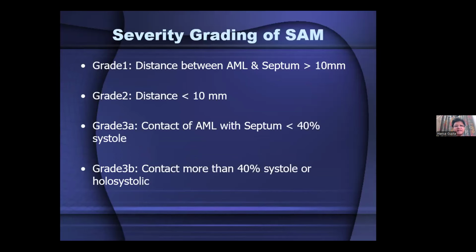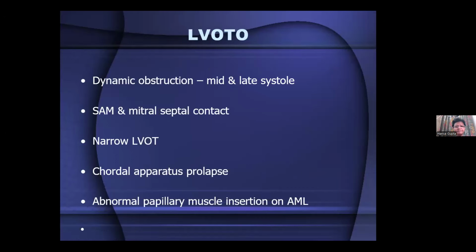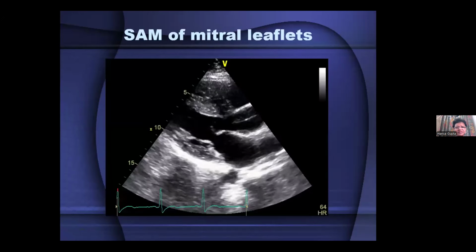There's also a severity grading of SAM. I'll show you the M-mode value, meaning when the anterior mitral leaflet moves towards the septum, we trace it in M-mode. And 10 millimeter is the value which has been taken, plus the duration of the systole, less than 40% of systole or holosystolic. I'll just show you. I have given this slide first, so I'll come back to this slide once I tell you about the SAM.